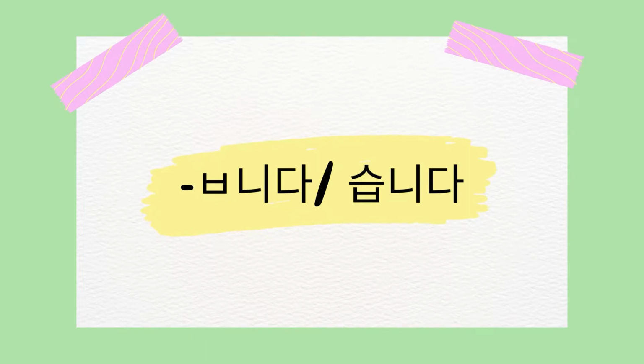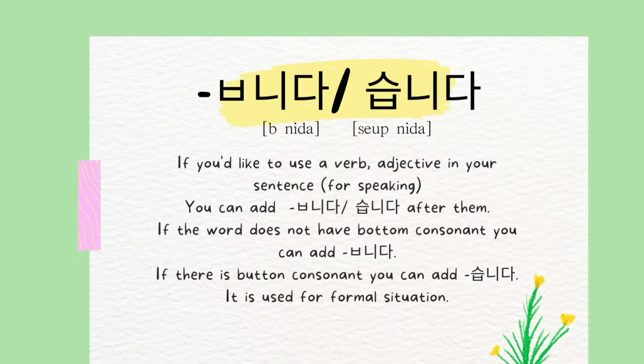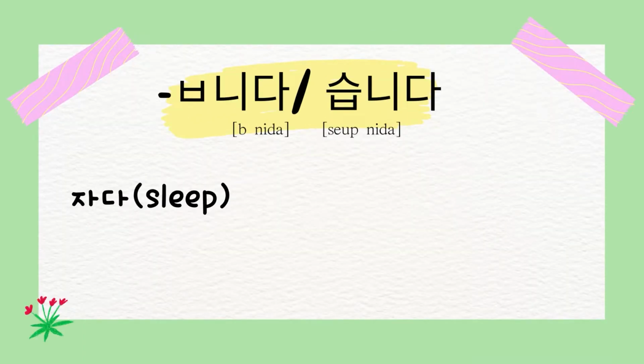I'm Korean tutor Chuhi. Today, we will learn some basic grammar together. 습니다, 씁니다. If you'd like to use a verb or adjective in your sentence for speaking, you can add 씁니다, 습니다 after them. If the word does not have a bottom consonant, you can add ㅂ니다. If there is a bottom consonant, you can add 습니다. It is used for formal situations.